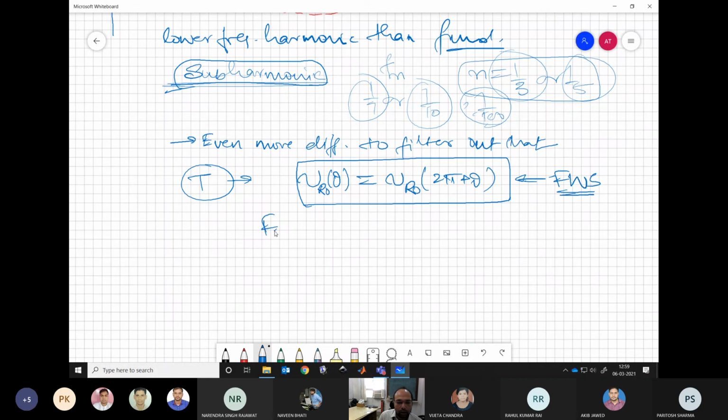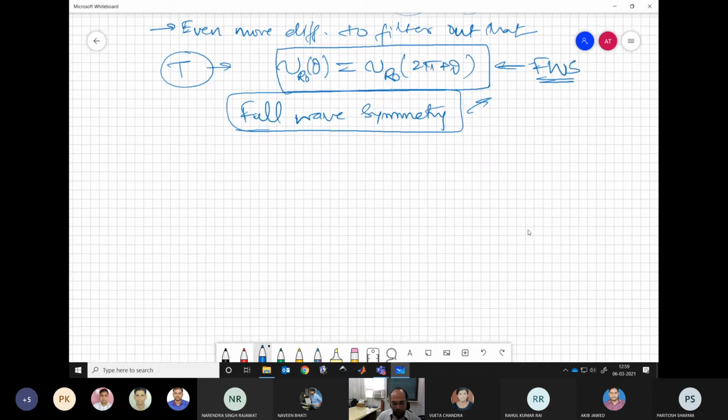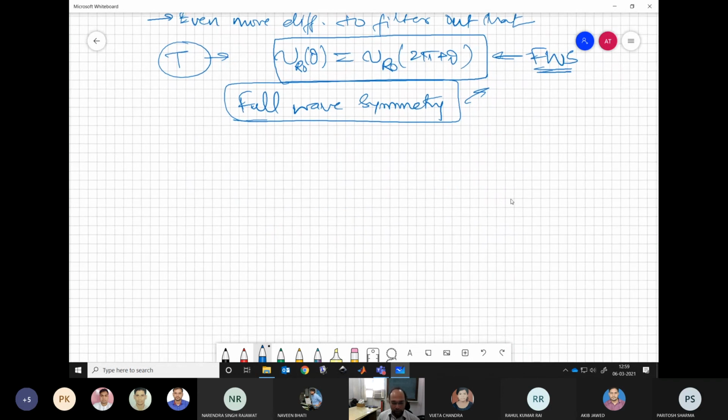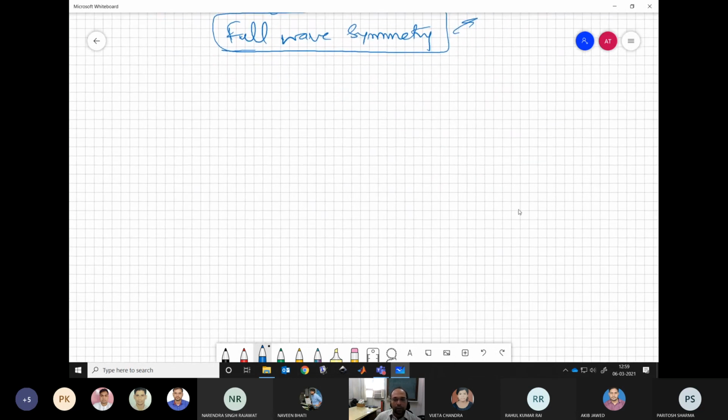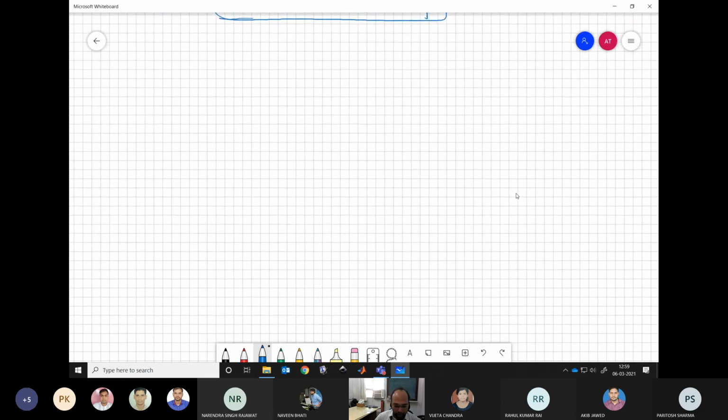PWM waveform. This is called full wave symmetry. We must maintain this FWS to have a system free from subharmonics. Otherwise, these subharmonics will be sitting in our input voltage and it could be damaging for our motor drive or any other system. These are very difficult to filter out and hence these are more damaging.